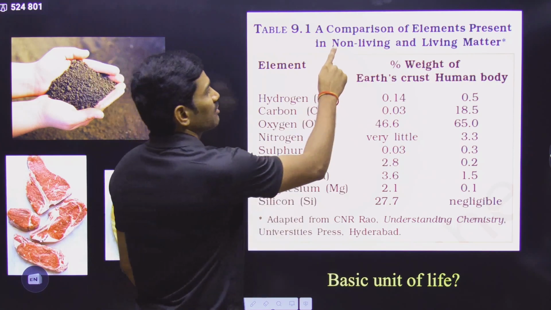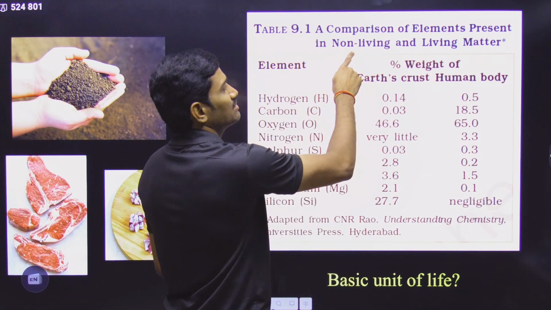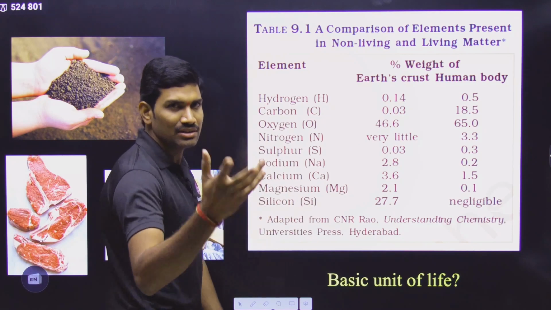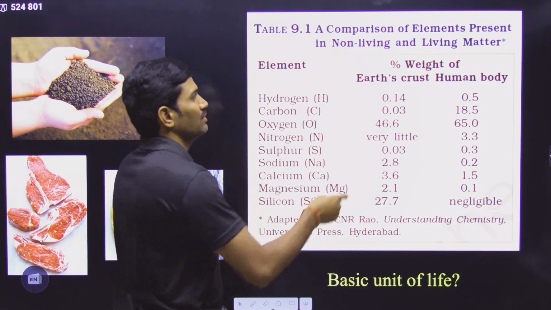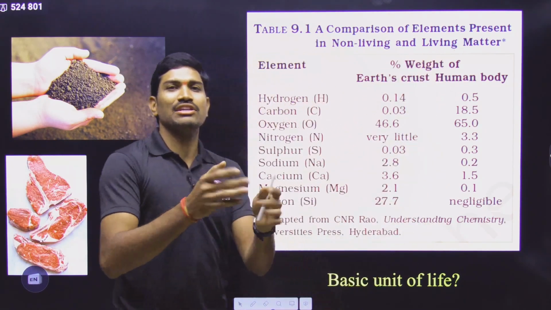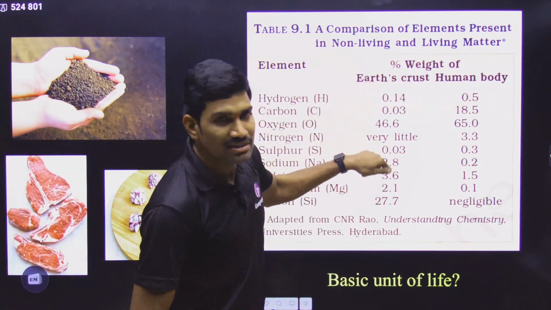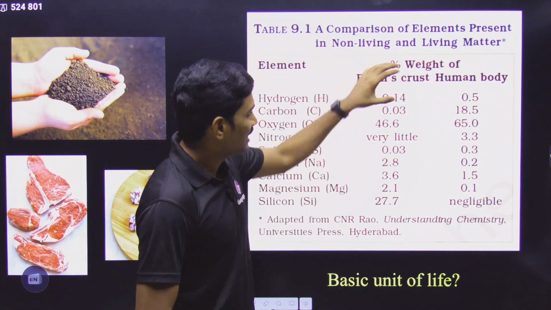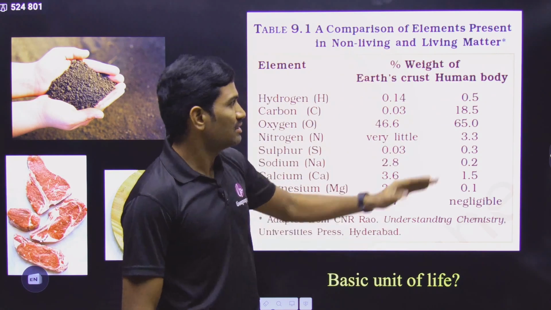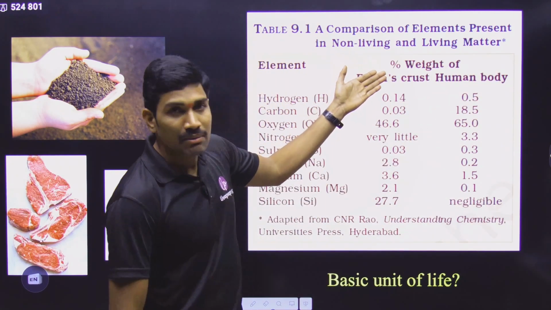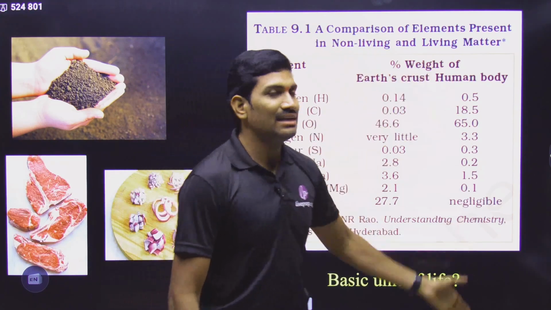In this table, they are talking about the comparison of elements between a non-living thing like soil, let us take some small sample of soil, and living matter, like any living tissue you can take from any organism. That means in this table they are comparing between the earth crust, a non-living thing, and the human body, a living organism. So they are making a comparison between non-living and living.